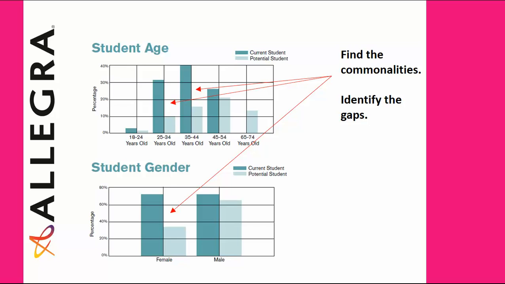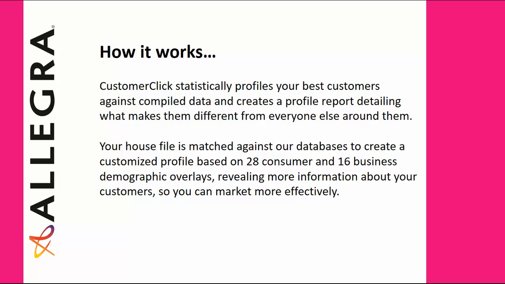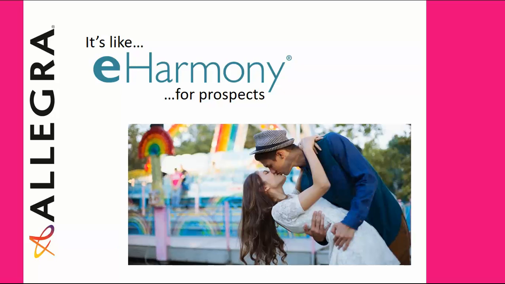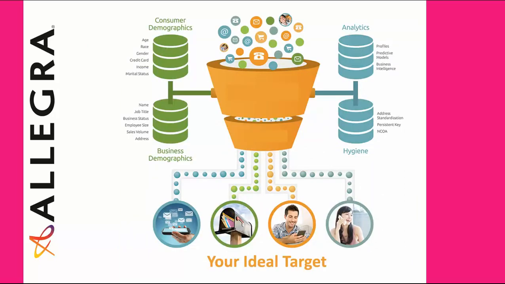So basically what it does is it takes your existing clients and profiles them against 28 different consumer selects and 16 different business selects. So if you think of it like eHarmony for prospecting. So the 29 different points of compatibility, so if you know that your existing clients are married, kids, all that other kind of stuff. So where it starts is you identify what your best customers are. So we feed that into the hopper, it profiles it against all those different selects, and it spits out a list of exactly what we're looking for, and then that's who we market to.